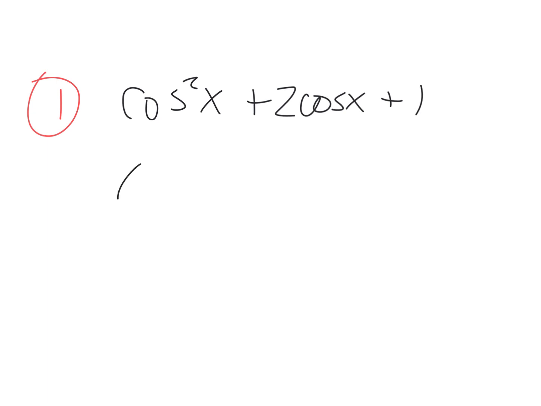Number 1. Sabins, would you read me number 1, please? Cosine squared of x plus 2 cosine of x plus 1. And the directions are just to factor it, right? Yeah, right. Okay. Should be doable.